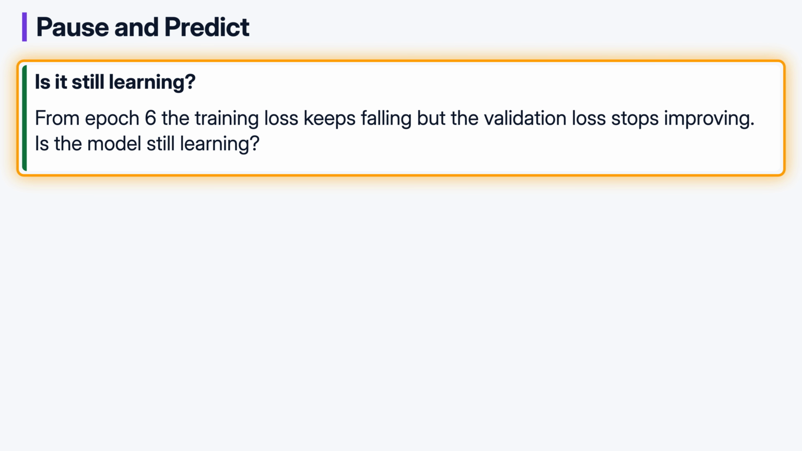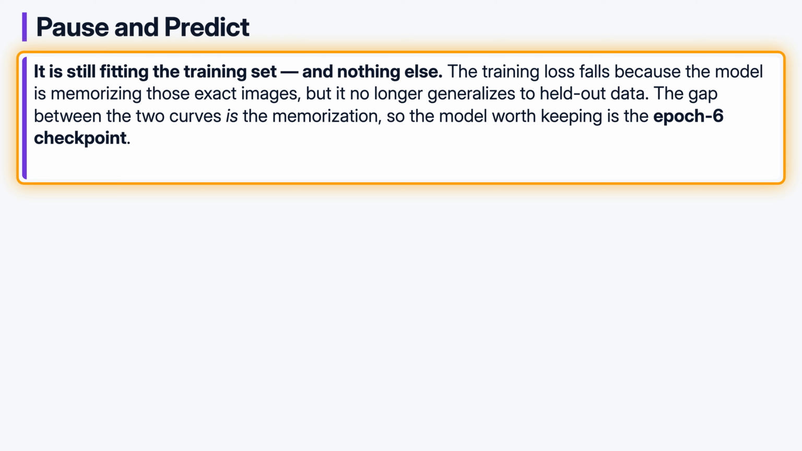Your turn. From epoch 6 on, the training loss keeps falling, but the validation loss stops improving. So is the model still learning? Pause and think it through. Okay, here it is. It is still fitting the training set and nothing else. The training loss keeps falling because the model is memorizing those exact 50,000 images, but it no longer generalizes to held-out data. Past epoch 6, it is memorizing, not learning. That is why the model worth keeping is the epoch 6 checkpoint, not the one from the end.